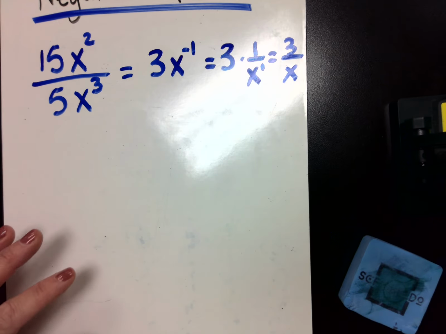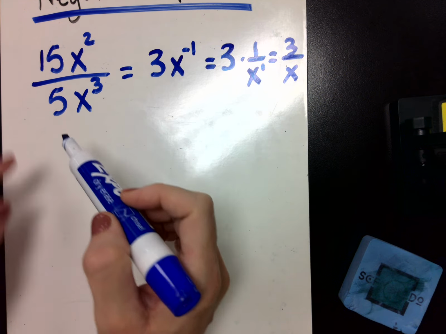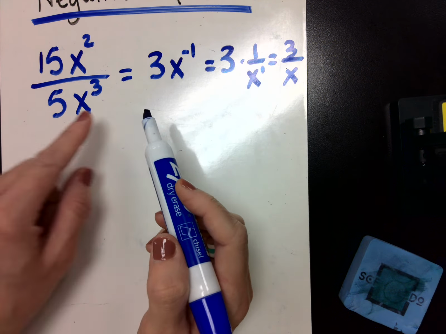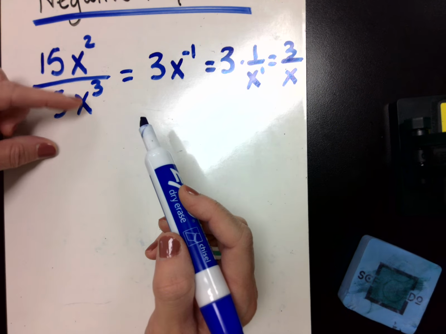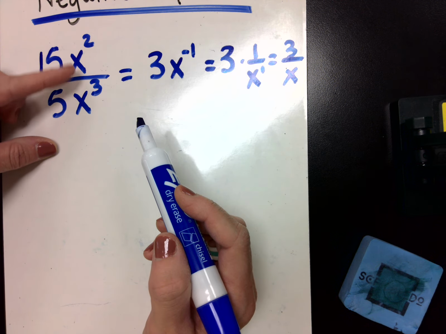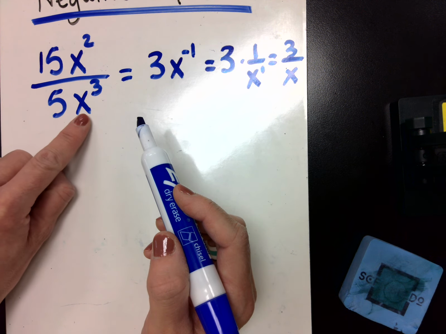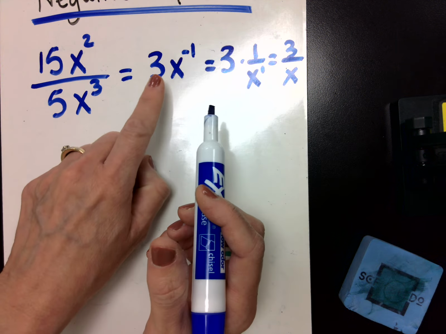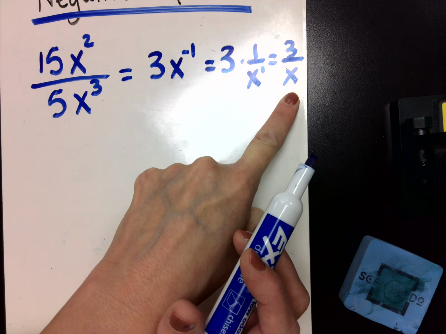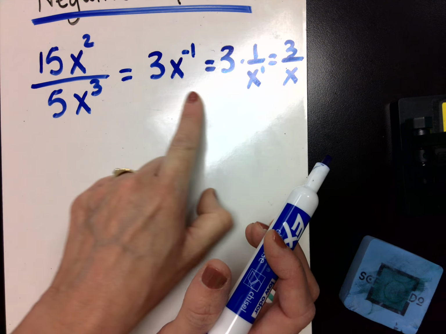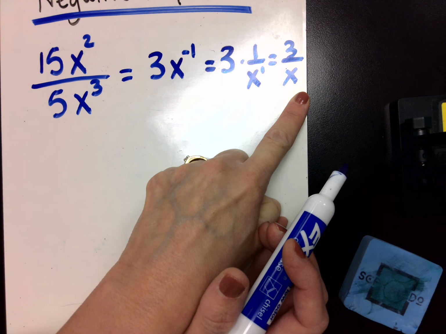Now, some of you may see it right away that the 15 over 5 becomes a 3, and that you can see that 2 of these x's are going to cancel out, but there's going to be 1 left on the bottom. So you might know right away that your answer is going to be 3 over x. And you don't have to show all these steps if you see that.